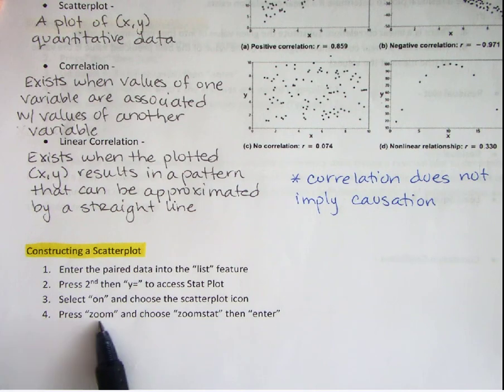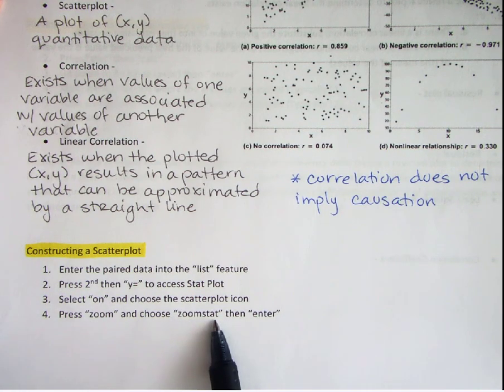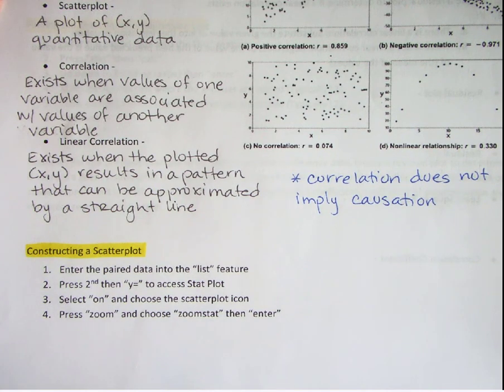We will then press the zoom and choose the zoom stat feature. What this will do is it will zoom in to where our data is so that no matter where we are along the X and the Y axis, the visual picture on our screen will be zoomed in to only where the data values lie.